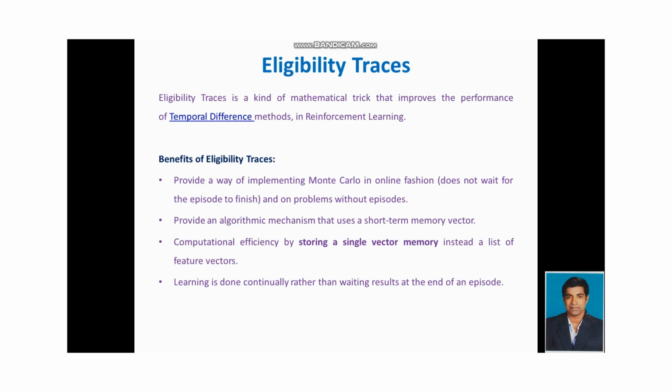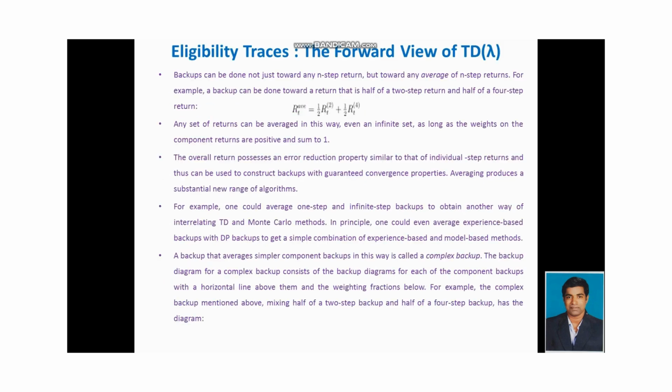learning. Benefits of eligibility traces: provide a way of implementing Monte Carlo method in online fashion, does not wait for the episode to finish, and works on problems without episodes. Provide an arithmetic mechanism that uses a short-term memory vector, with computational efficiency by storing a single vector memory instead of a list of future vectors. Learning is done continually rather than waiting for results at the end of the episode.